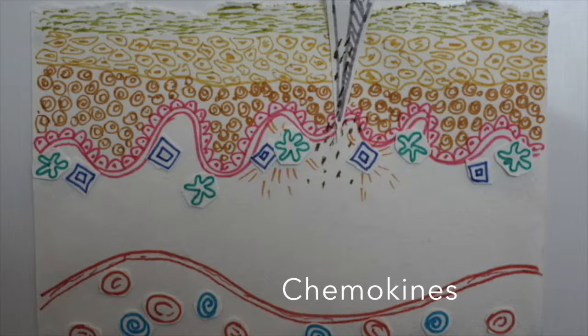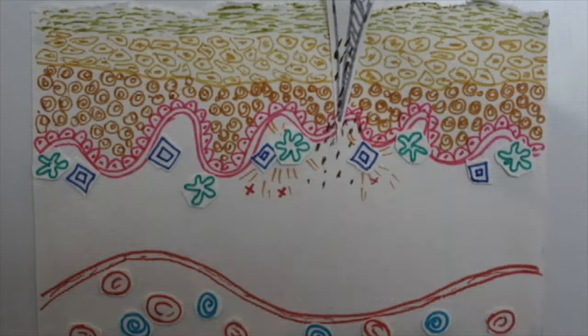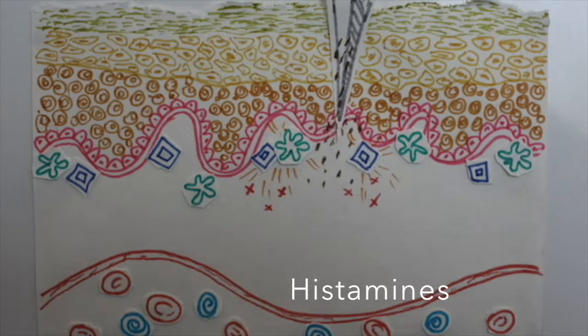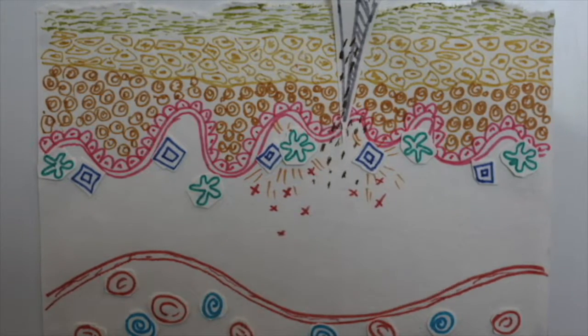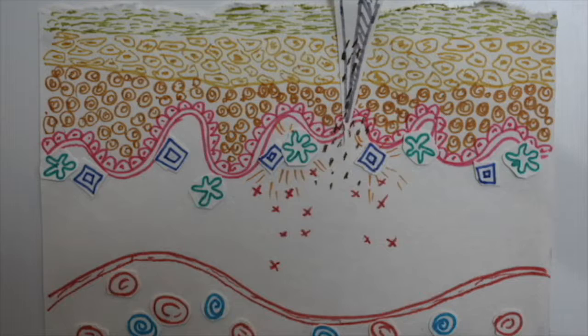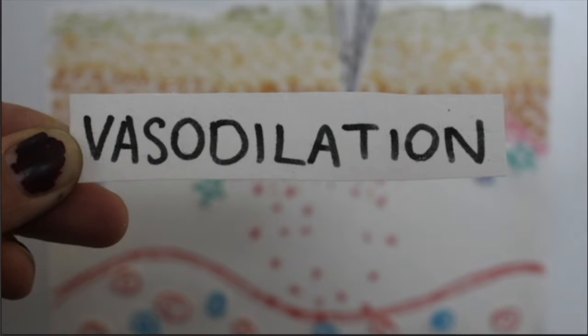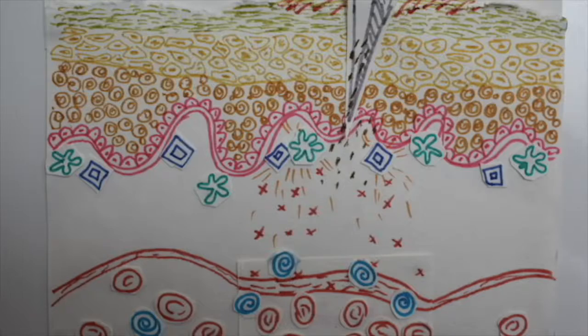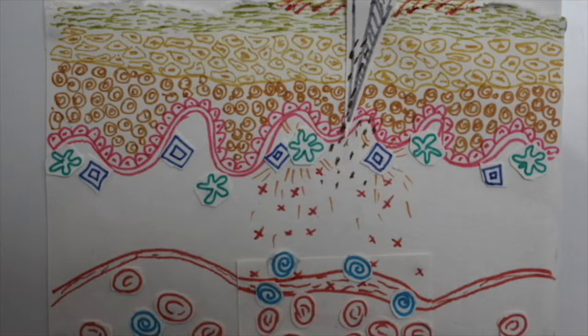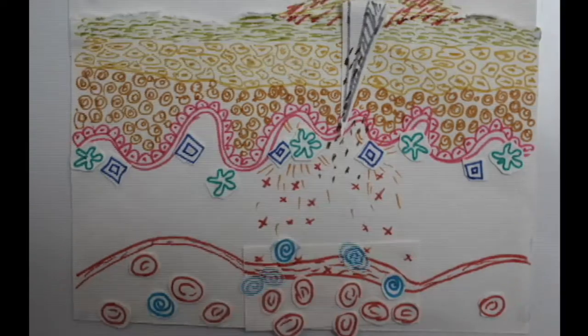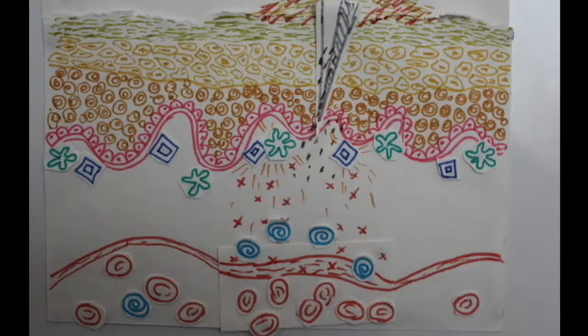The cells act immediately, beginning to release chemicals called chemokines. The mast cells begin to release histamines into the interstitial fluid, traveling down to the endothelial cell walls of the capillaries, causing them to expand and widen. This is called vasodilation. An abundance of fluid, including red blood cells and white blood cells, flood this area. This is the cause of swelling, redness, and heat.